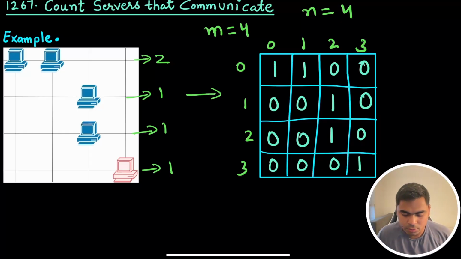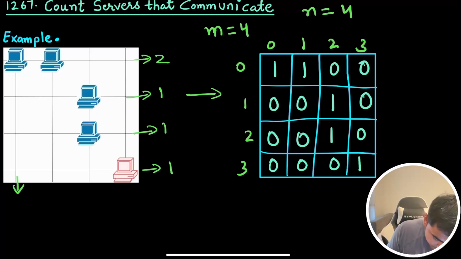Same goes for this grid; we are doing the same thing, and we can choose to work with either of them. Now, how about the columns? In the first column there is 1 server, in the second column there are 2 servers, in the third column there is 1 server, and in the fourth column, 1 server.